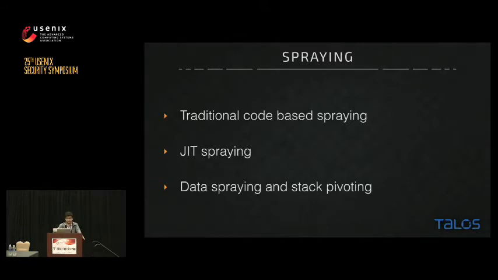Then for the case of data spraying and stack pivoting, the main idea is that, again, the attacker wants to bypass both ASLR and DEP, but in this case, it fills the memory with data. But in this case, data is in the form of a ROP chain, so we have hundreds of thousands of copies of the same ROP chain. Then one of the first gadgets of this ROP chain performs the so-called pivoting. So this means that the stack pointer is changed to point to the sprayed data, okay?